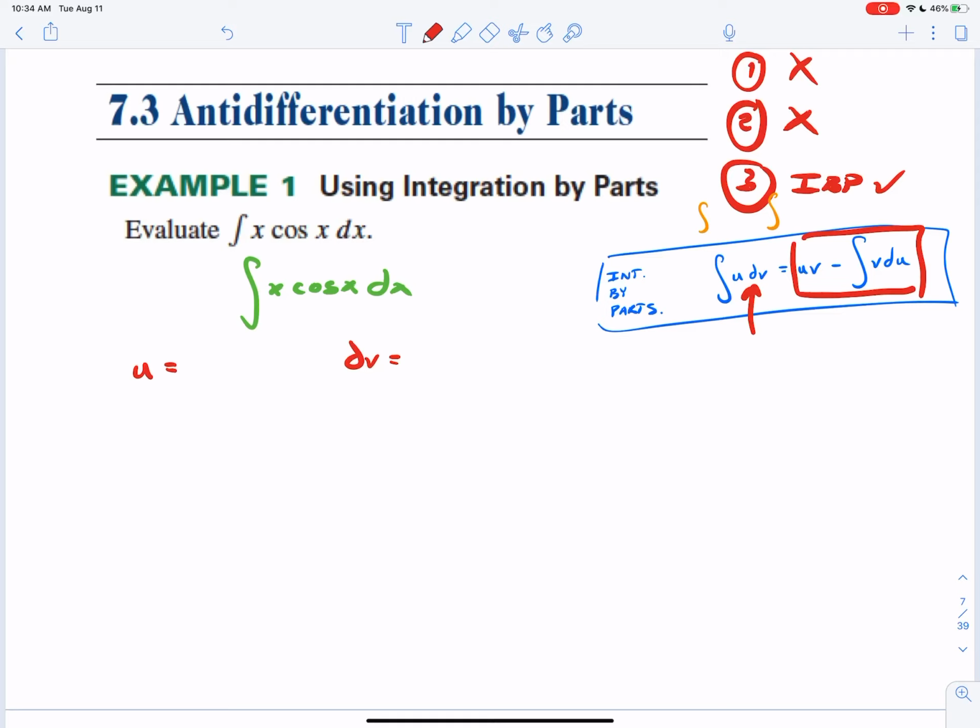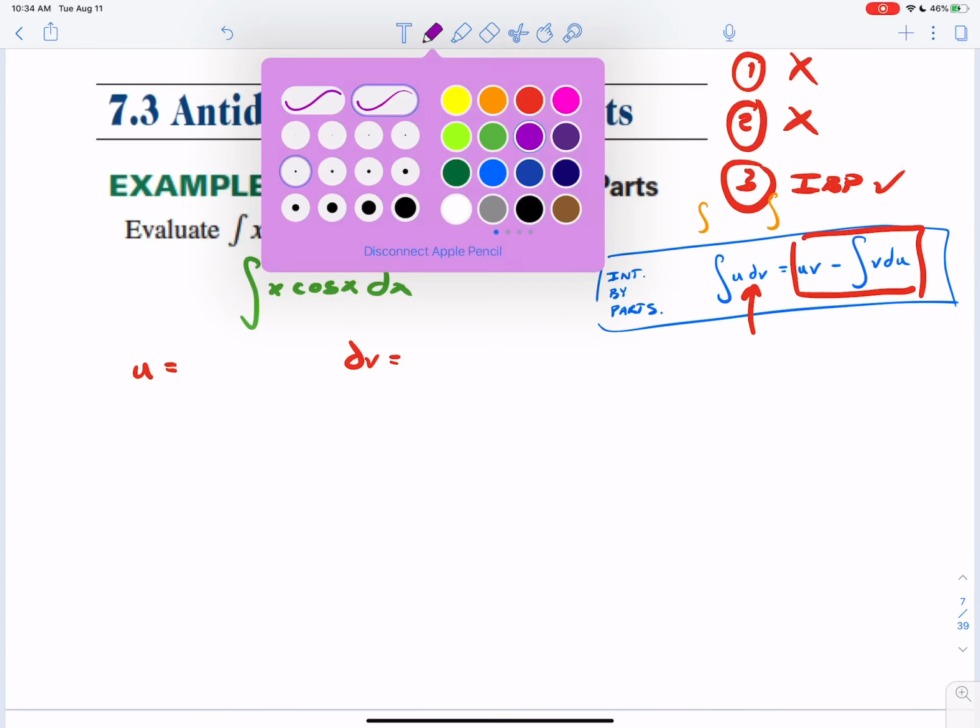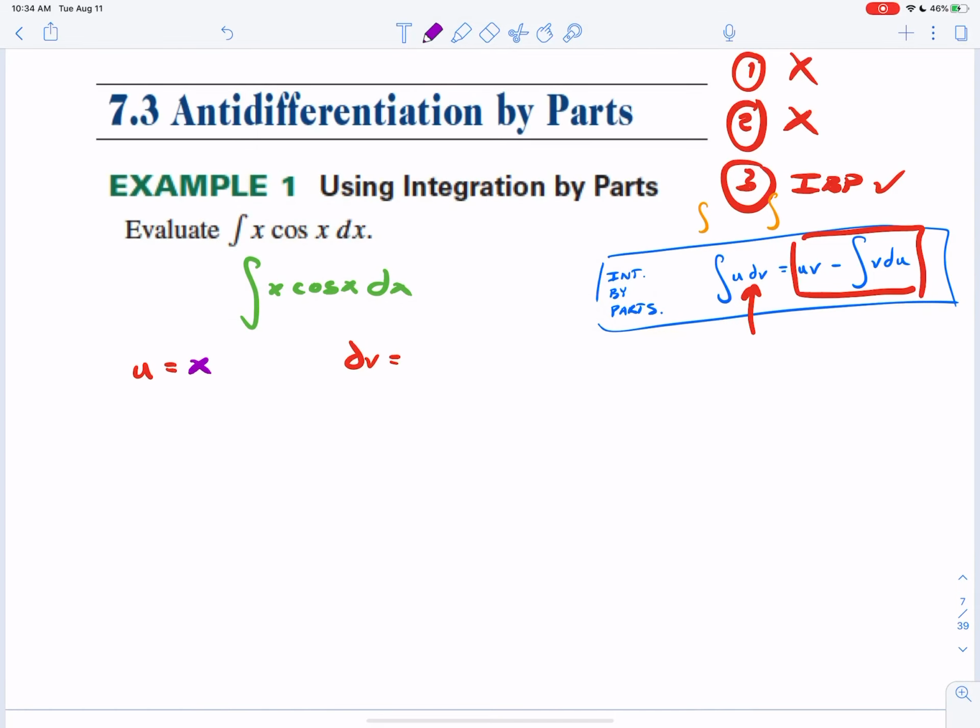You guys have a couple of options here. I could let u be x and then cosine x dx be dv. I could let u be cosine x and then I could let dv be x dx. I could let u be x cosine x and dv be dx. There are a lot of combinations here. So right now, we're just going to guess and check.